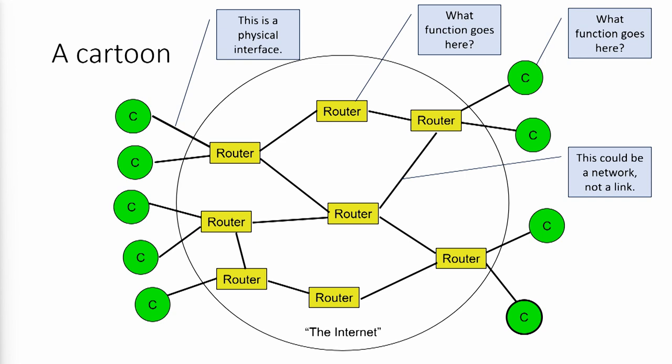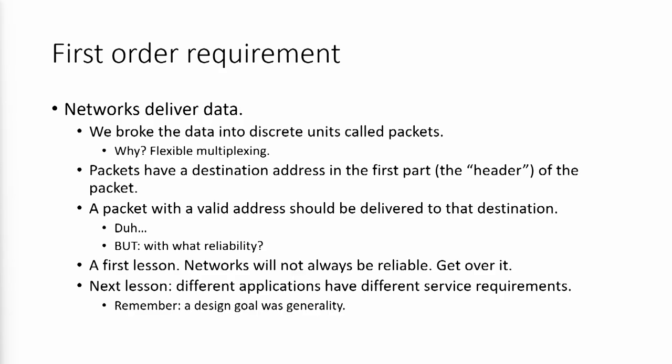The modularity here at one level is physical, but now what we have to do is assign function to the different physical modules, okay? So here's the first order requirement, as I just stated it. Networks deliver data, its availability. We broke the data into packets. A packet is just a chunk of data with an address on the front.